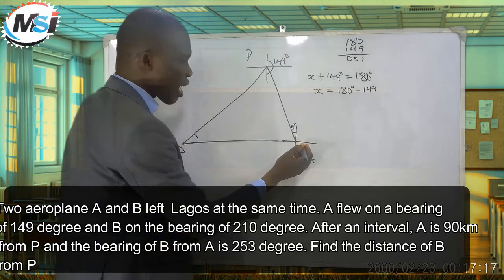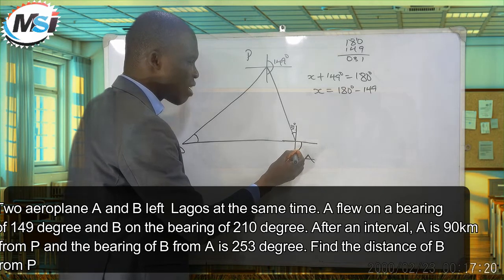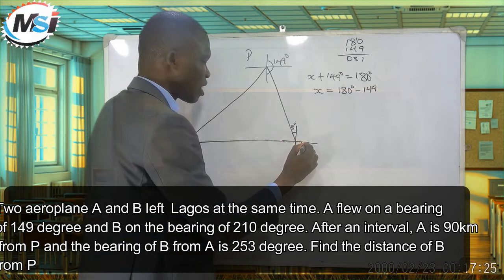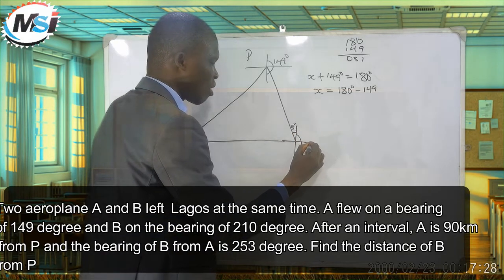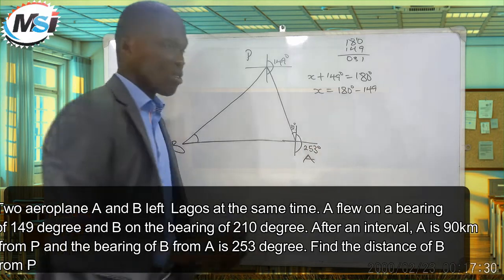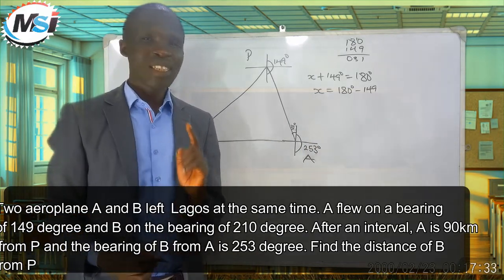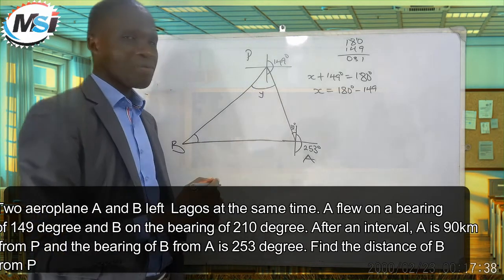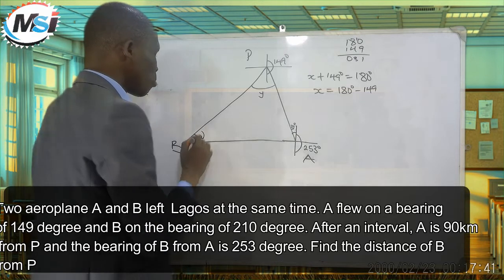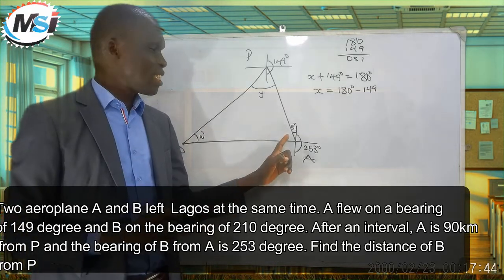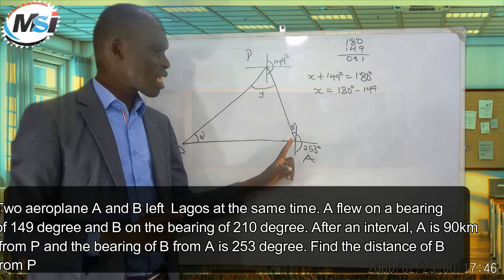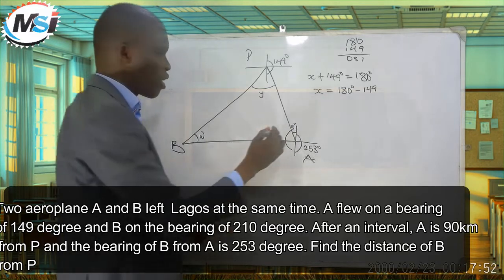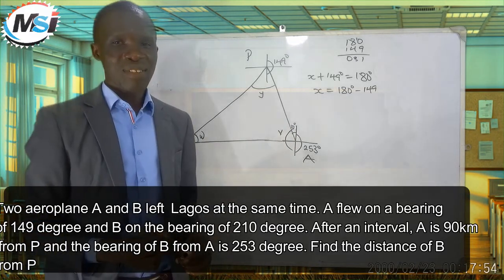Now if you look at the question, at A we're given 253 degrees. So what we want to do now is let's find this angle. Let's call this angle Y. Let's call this angle W. And finally, let's call this angle V. I believe you understand, right?